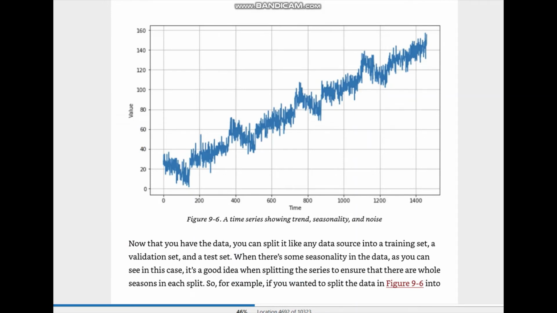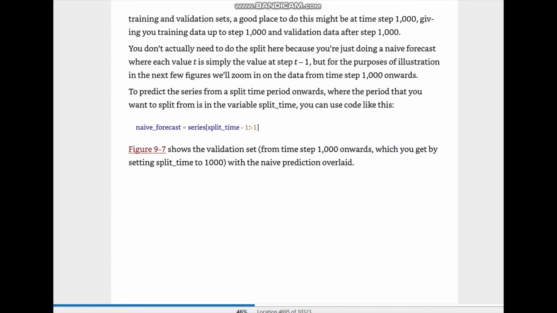So as you can see in the graph, for the time step of 1000, up to that point we take the training data. So from 0 to 1000 is the training data, and from 1000 onwards, wherever the graph is going, we take the validation set, right? So let's just split it up.